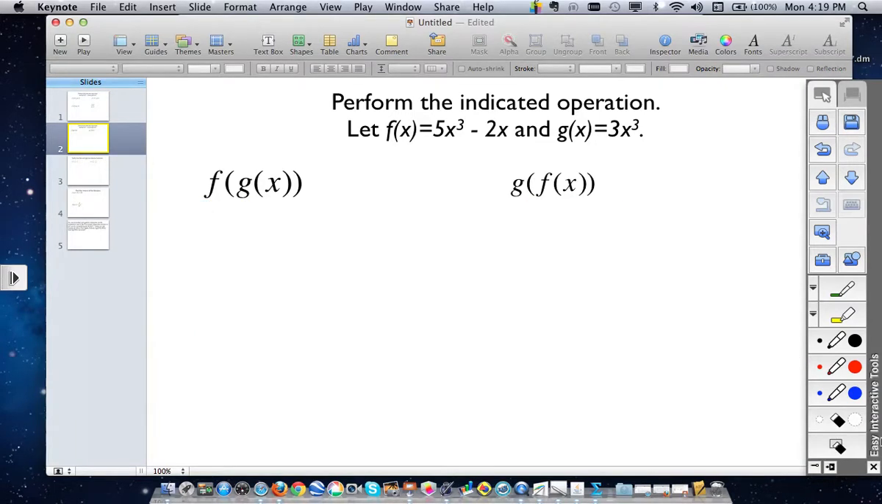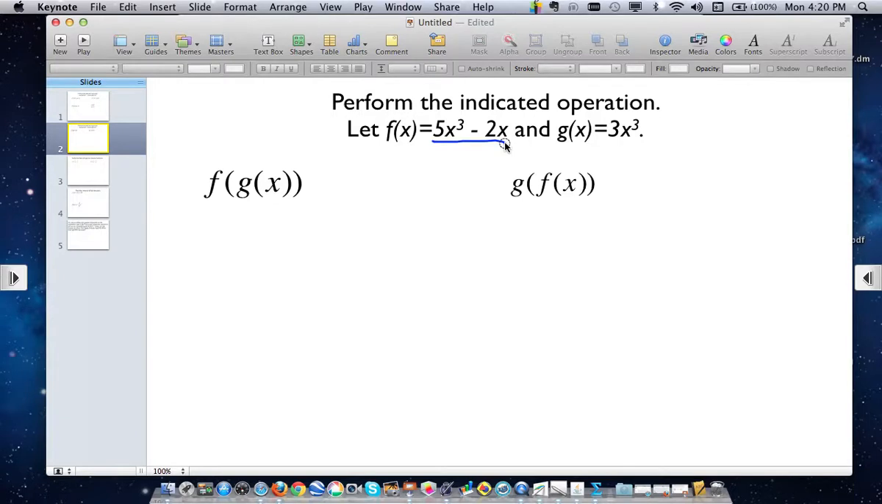Clear off the board. So now we're doing the compositions where we are combining f of g of x and g of f of x. This is where I was telling you to be very careful about your substitutions. When we do f of x, it's 5x to the third minus 2x still. So for f of x, I'm taking out x and I'm putting in g of x, which is 3x to the third, to the third, minus 2 times 3x to the third. So everywhere there was an x, I'm replacing it with the g of x function.